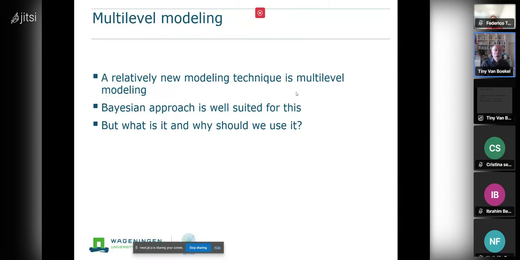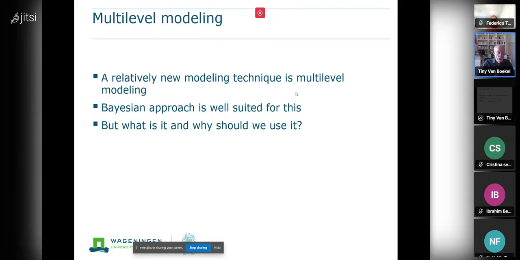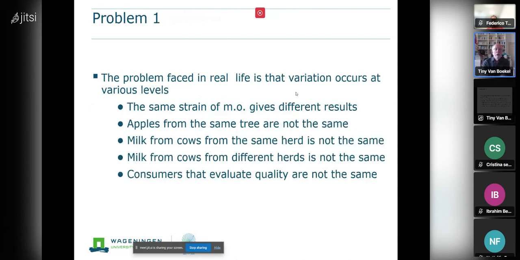And the reason it fits well with what I told you about the Bayesian approach is that it is very well suited for multi-level modeling, because multi-level modeling is about variation of parameters. But I need to explain to you what it is and also why we should use it. And the reason I think we should use it is that we, as food scientists, are faced with a lot of variation at all kinds of levels.